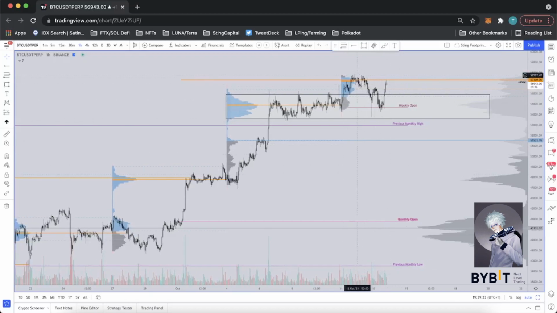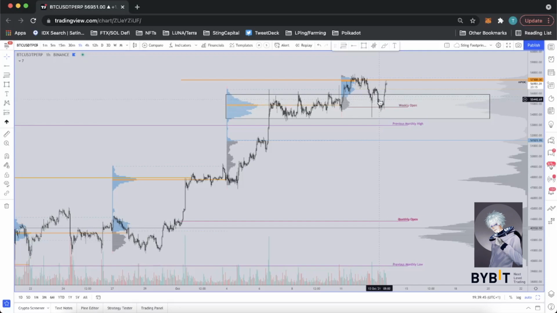Now, why would I be looking for a long after it rejects the naked point of control, right? Well, value migration, right? First of all, we have value moving higher, right? So we can see that it's actually spent a lot of time in price. It wasn't just a quick move up and rejection. We then have a quick move down, which will look like a long liquidation into the weekly open, and then a reaction, right?